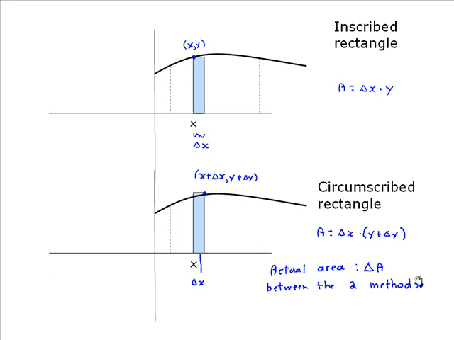So I'm going to get a little bit more space to work, and I'm going to set up an inequality to describe this. This delta A that we're talking about is on one hand going to be less than or equal to the circumscribed method, which doesn't matter which order you write it, but would be y plus delta y multiplied by delta x. And it will be greater than or equal to the smaller version of it, which is y times delta x.